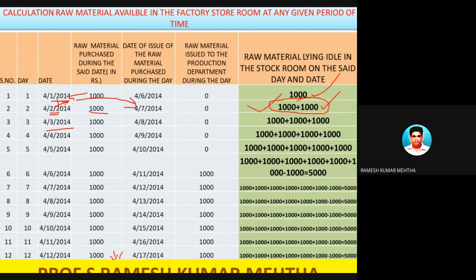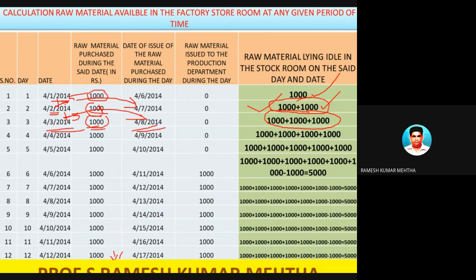On the 3rd of April, again I am purchasing 1,000 rupees, and plus 5 days are considered, and this raw material will be issued to the production center on 8th of April. So until such time, this 1,000 rupees of raw material also will be lying idle, like this one and this one. So 1,000 plus 1,000 plus 1,000, 3,000 will get stuck in the storeroom. So the amount of raw material lying idle in the storeroom on the third day is 3,000 rupees.